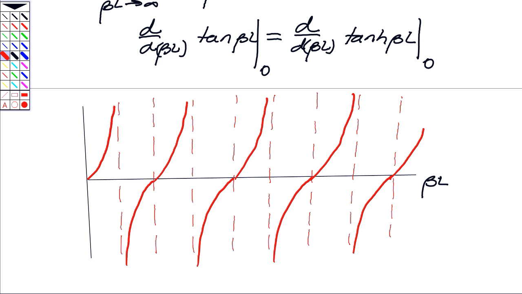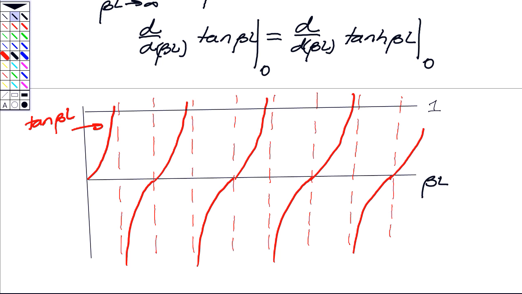So this is our tan beta L. Now our hyperbolic tan, we know it starts at 0. It ends up on the right-hand side at 1. So what I'm going to do is draw an asymptote here at the top, there at 1. So this corresponding to 1. And so that is going to be looking like this.